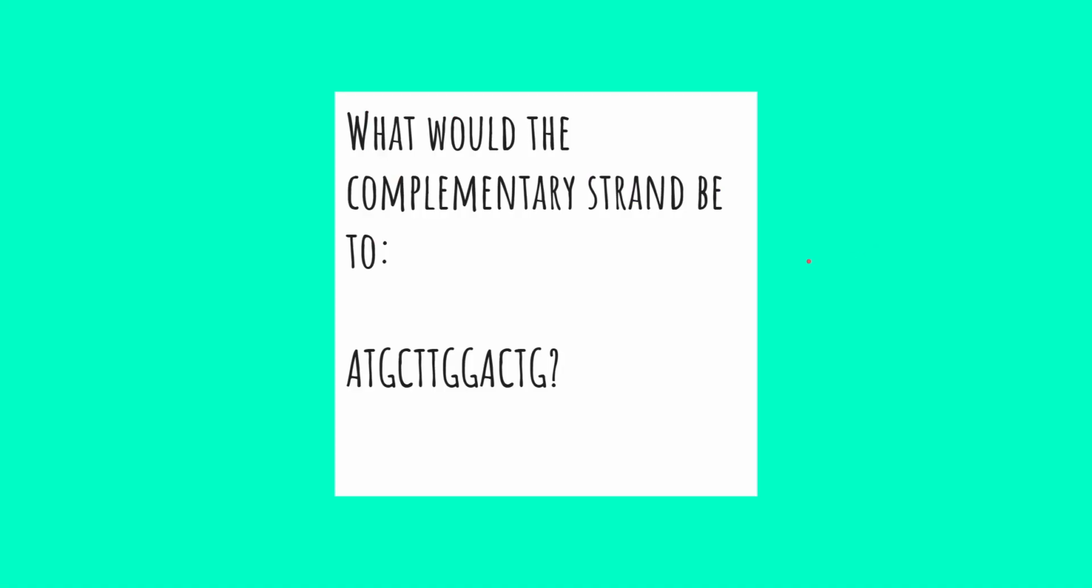A question for you. I have one strand of my DNA. I've got half of it, and the bases are as follows: ATG, CTTGG, ACTG. A being adenine, T being thymine, G being guanine, and C being cytosine. What would the other side of this DNA look like? So remember, it is all done vice versa.